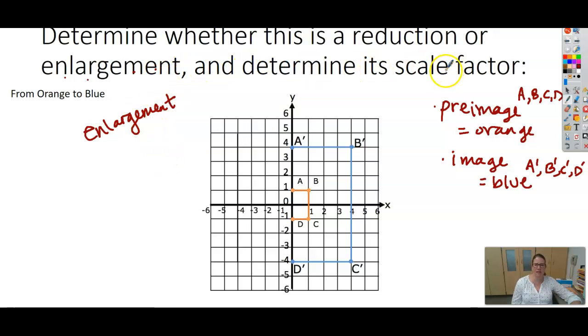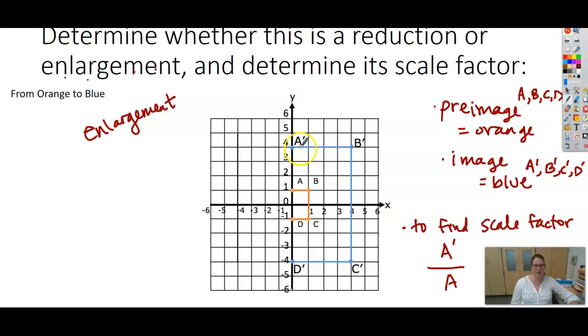The second question is, what is the scale factor? In order to find the scale factor, we always will take a dimension of something about the image, and we'll put it over something about the pre-image. So we would take A prime and put it over A. Now we can either use a side length or an x value of the coordinate or a y value of a coordinate. Not all of them will work every time, but any of them are acceptable ways to find the scale factor. They'll give you the same answer.